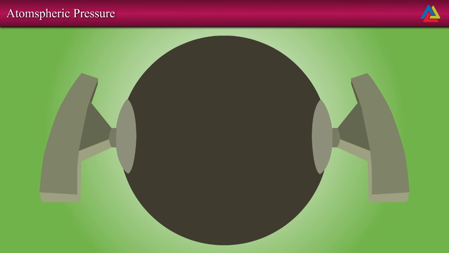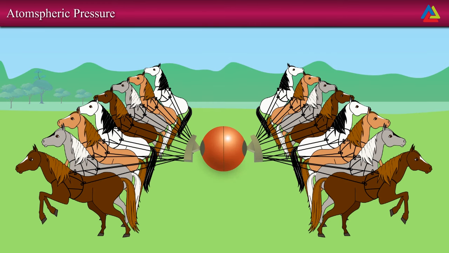Otto von Guericke, a German scientist, joined two hollow metallic hemispheres of 51 centimeter diameter each and pumped air out of them. Then he employed 8 horses on each hemisphere to pull them apart. So great is the force of air pressure that the hemispheres could not be pulled apart.